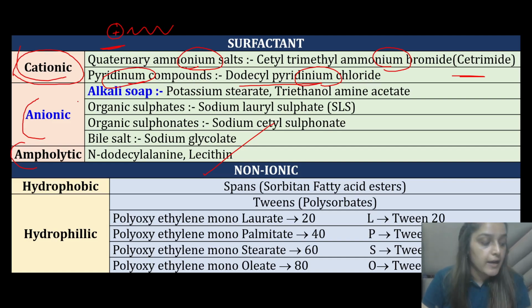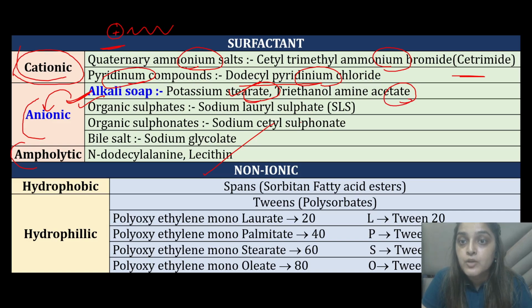Second one is the anionic surfactants. Anionic surfactants mainly include alkali soaps. So questions can be asked directly on this part, that alkali soaps are considered under the anionic surfactants. A simple way to remember the anionic surfactant is to spot ate. Potassium stearate, triethanolamine acetate, sodium lauryl sulfate. These are under the classification of organic sulfate, then organic sulfonate, then sodium cetyl sulfonate, then bile salt sodium glycolate.